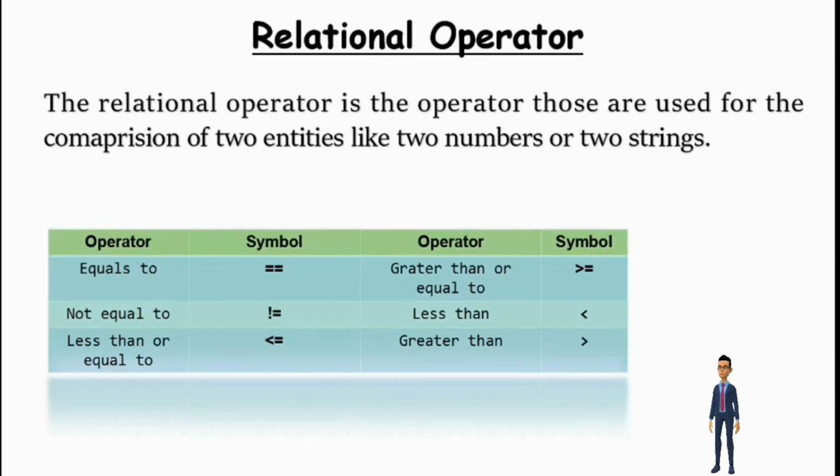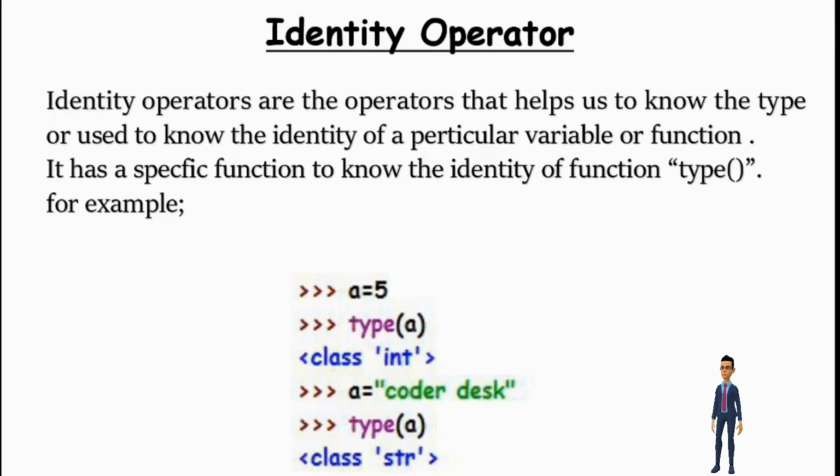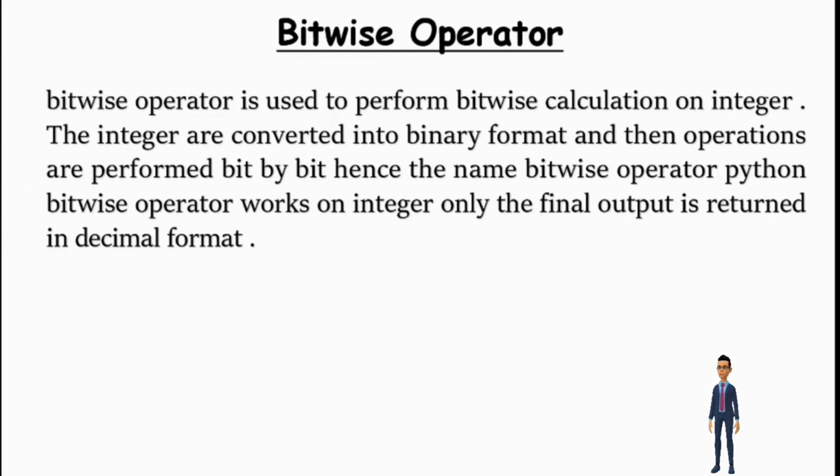Identity operators, as the name suggests, tell the identity or the type to which a particular variable or function belongs. Try to understand it by this small set of programs. Bitwise operator, it is used to perform bitwise calculation on integers. And bitwise calculation only works on integers.